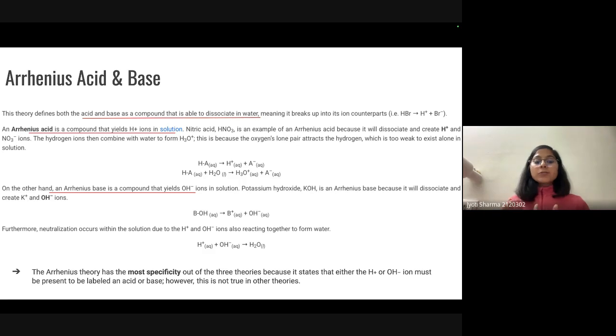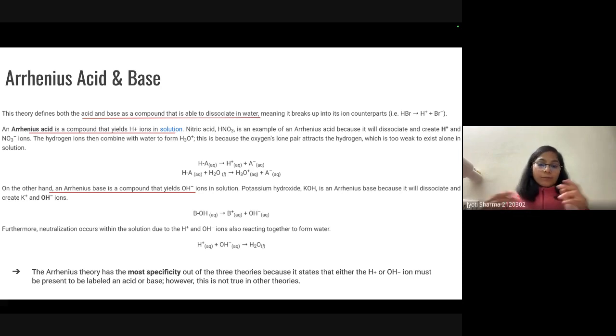But what if the solution is not made up of water? So this was very specific in nature, and it may be that the compound is not giving H plus or OH minus ions in the solution. Just keep in mind, Arrhenius had two conditions. The first is that the compound should dissociate, and the second is that it should dissociate in the water solution. If it gives the H plus ion, then it is an acid, and if it gives OH minus, then it is a base.